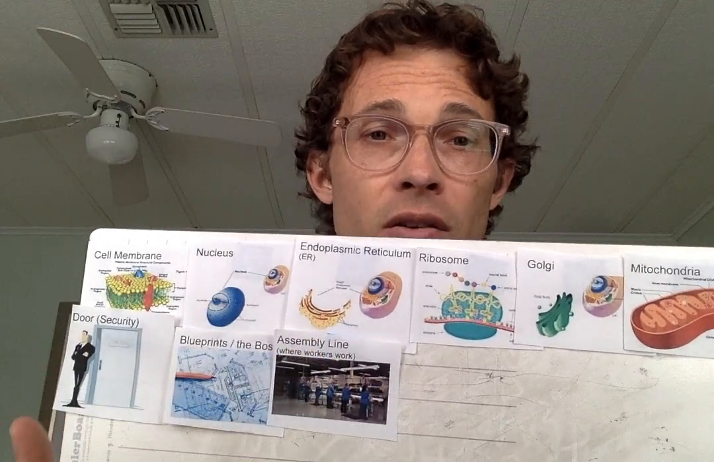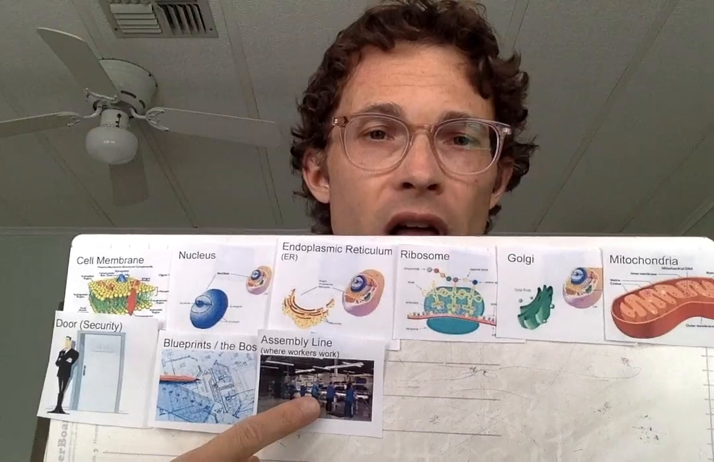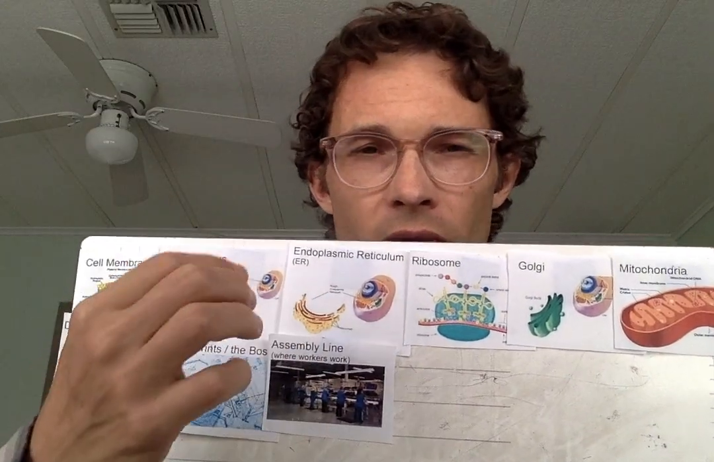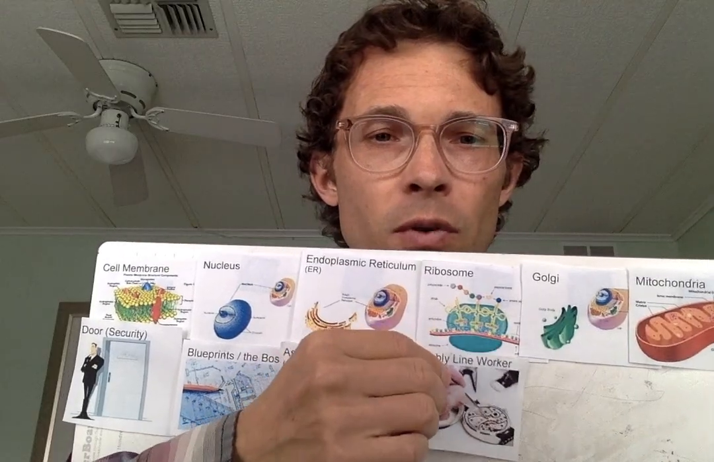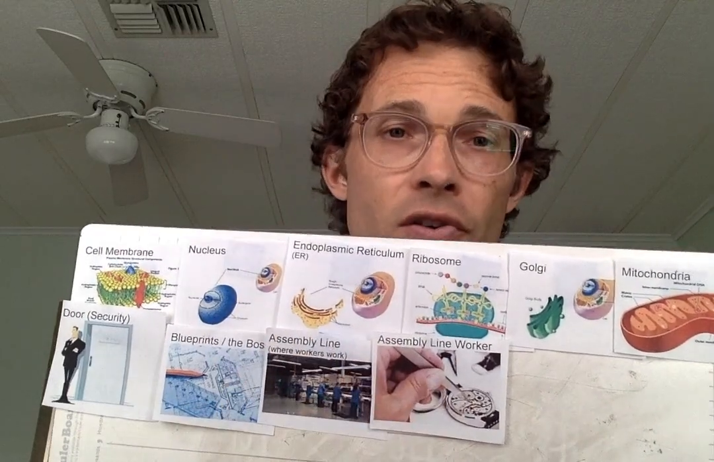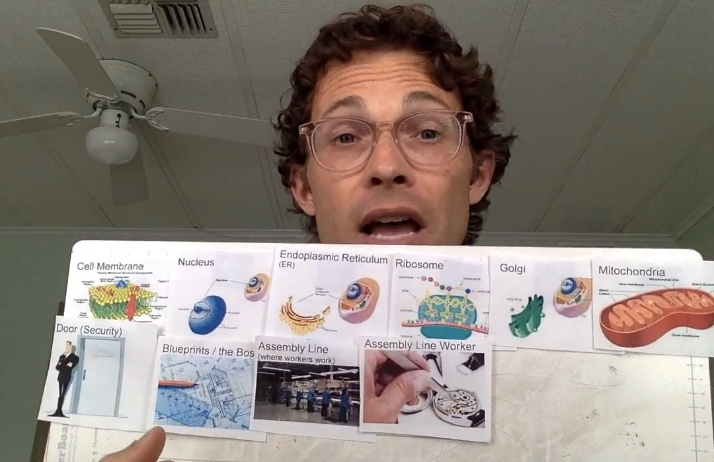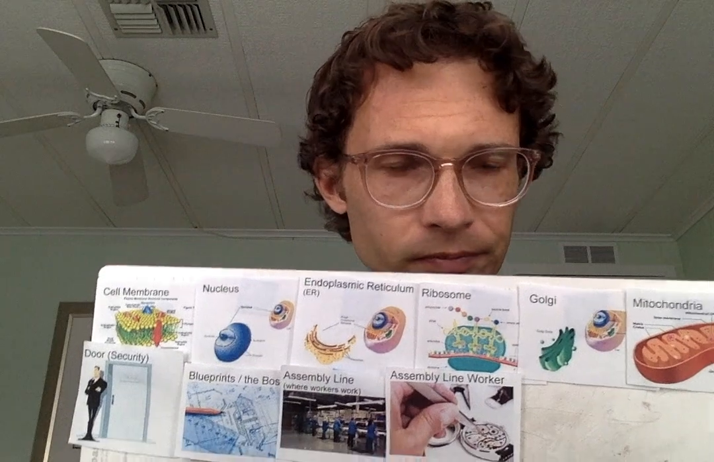Then you need an assembly line. So you need a location for where you're going to do the assembly. And that's the ER, the assembly line. The ER is covered in these little dots that are called ribosomes, and the ribosomes are like the assembly line workers. They're the things putting the material together. In the case of the cell, it's protein. In our example here, it's watches.